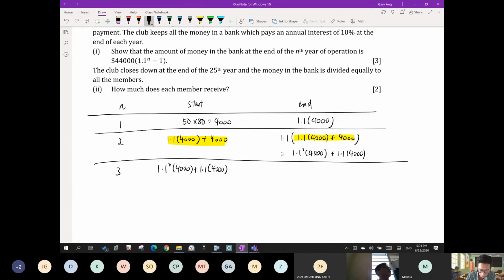So this is the amount of money you carry forward, and then you're going to add another $4,000. Now this is the green color, and you're going to take 1.1 times this green color. What are you going to get? You're going to get 1.1 cube times that 4,000 plus 1.1 square times the other 4,000 plus 1.1 times the other 4,000. That's your year 3.